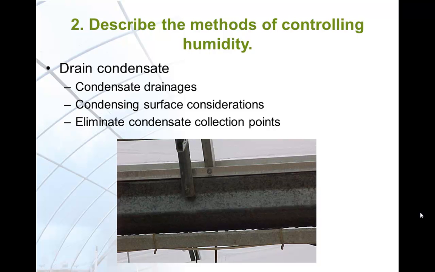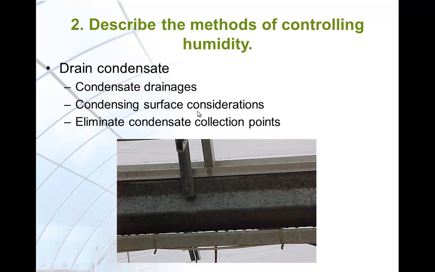Drain condensate is the second least energy intensive operation for humidity reduction. When we see condensate form underneath a gutter, we can simply use a condensate drain to remove the condensate and keep it from dripping on the plant. And also, we can consider the glazing material surface. There are commercially available spray-on materials, basically surfactants, that would reduce the surface tension and allow condensate to drain.